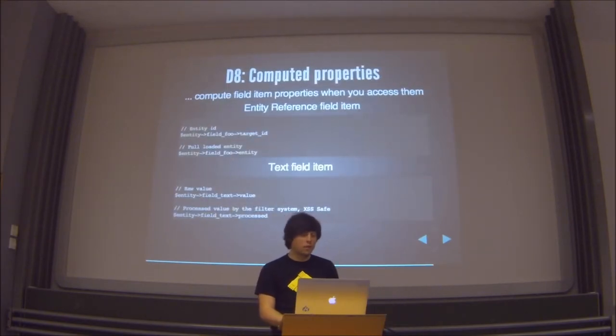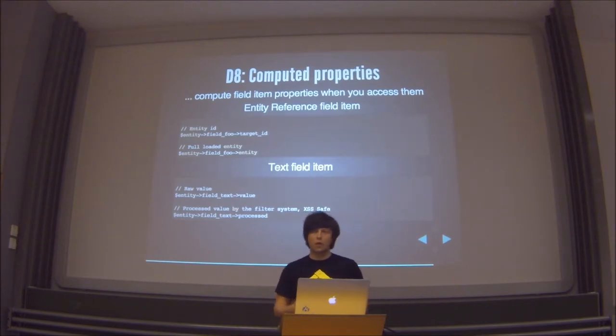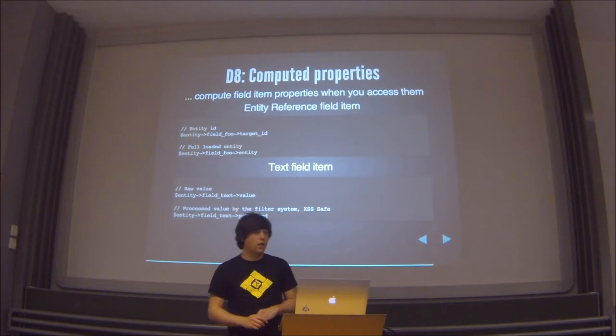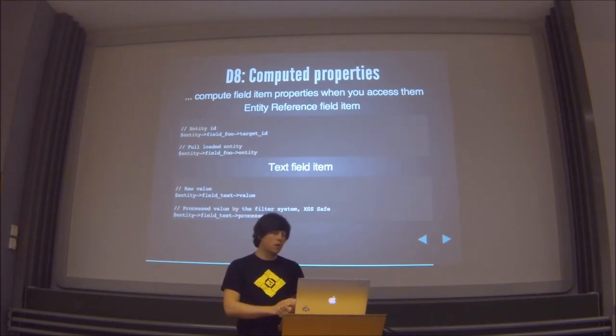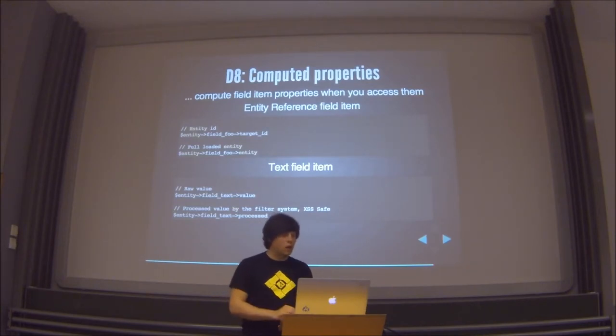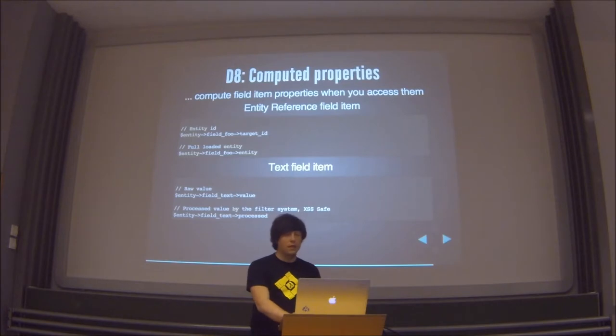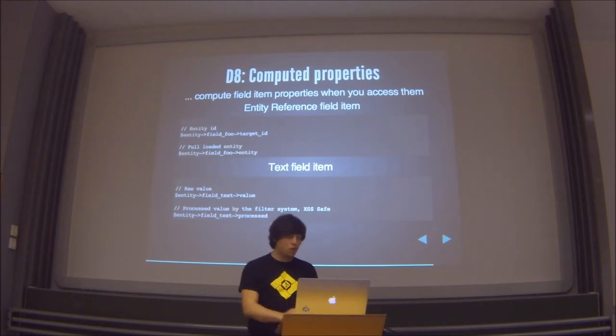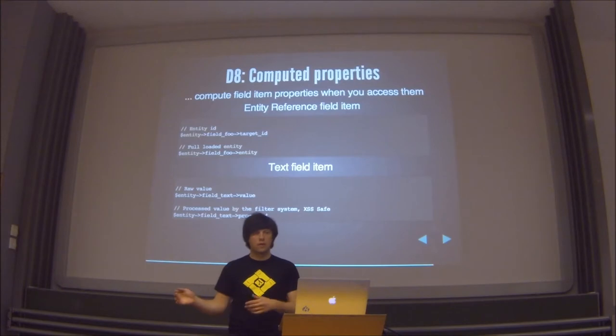Yeah, that's computed properties. Computed properties are computed when we access them. And we have two examples in Drupal core. One is entity reference, as shown in these examples, and we have another for text field. Text field has two properties. The first property is value, and the second property is format, so basic HTML or full HTML. It makes sense because you have to store the format. If you call field text value, you get the raw value, unprocessed, unsanitized, as user input. And if you call processed, you get the processed value, so it's already sanitized, run through the filter system and everything else.